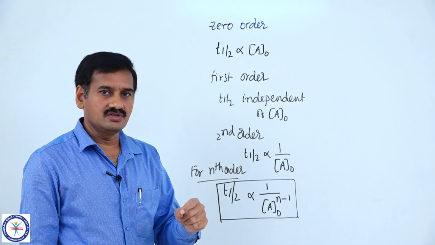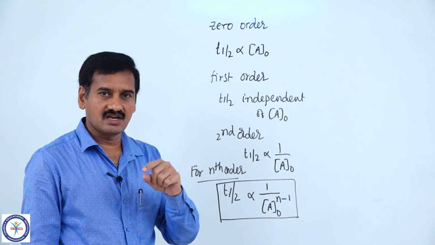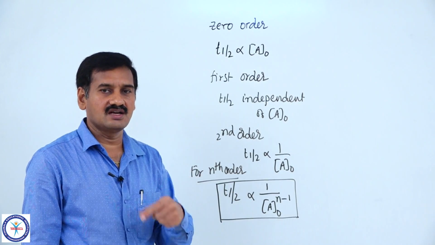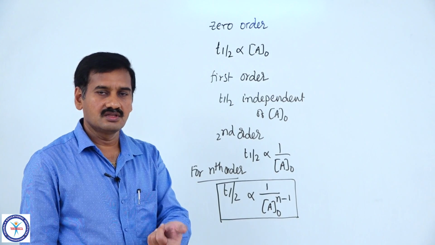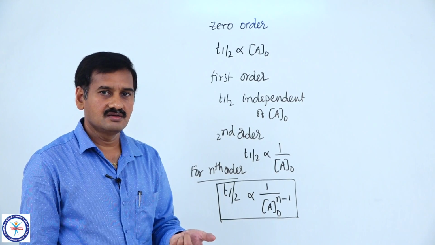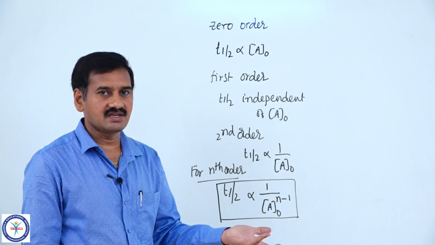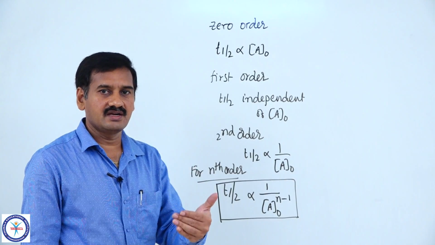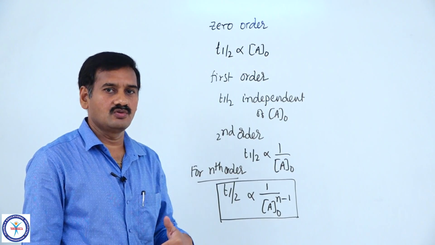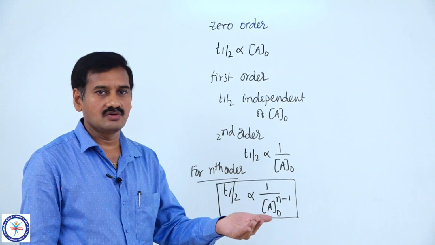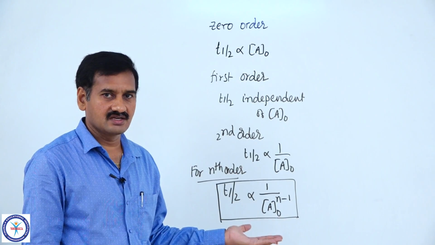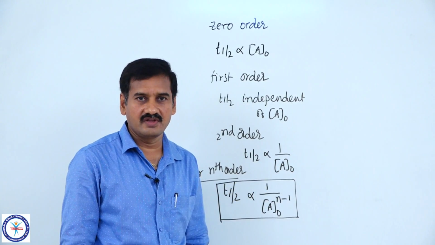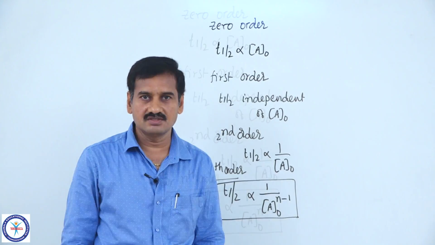If the information given to you is T half is equal to 1 hour if initial concentration is 100 mole per liter, T half is equal to again 1 hour if initial concentration is 200 mole per liter. Then what is the order of your reaction? T half is independent of initial concentration, first order reaction. Similarly, by doubling the concentration of reactant, if T half is reduced by 2 times, means T half is inversely proportional to initial concentration, that is second order reaction. So, based on the information of half life periods, you are able to calculate order of reaction. So, one question will be given to you based on this.